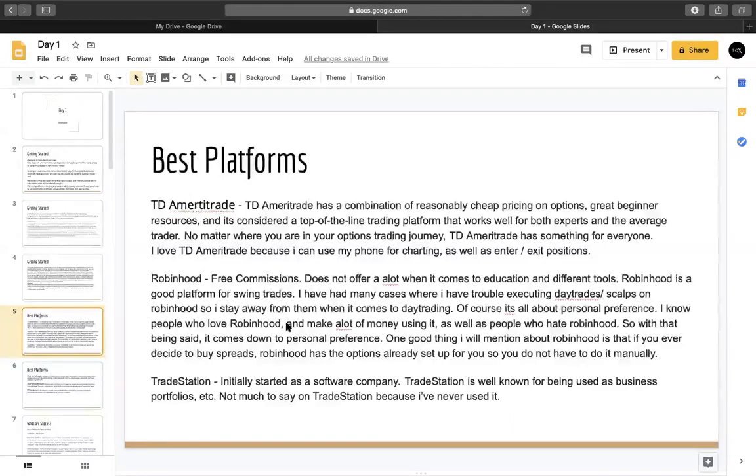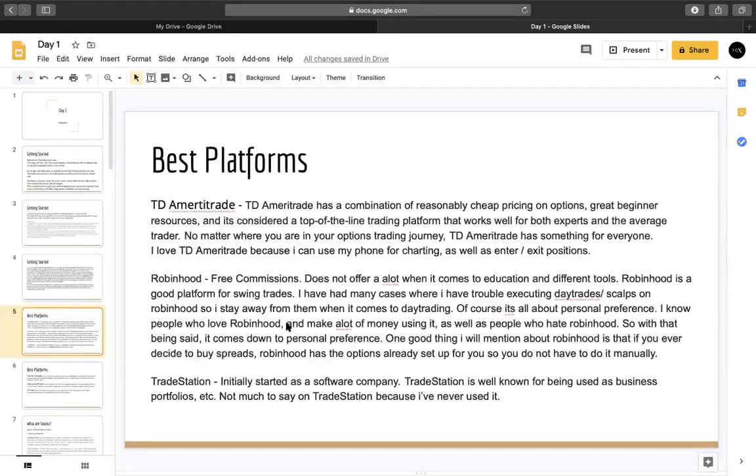Robinhood, free commissions, cool, but it does not offer a lot when it comes to education and different tools. So Robinhood is essentially a good platform when you want to do swing trades, for example, because you don't have to worry about filling or execution. You don't have to worry about your order not being filled because you're going to hold it overnight or over several days. So I feel like Robinhood is good for swings. If you want to grow a swing account, then Robinhood can be a good platform for you to use.